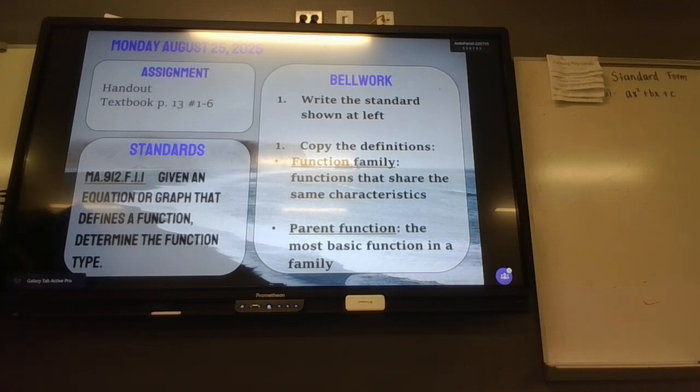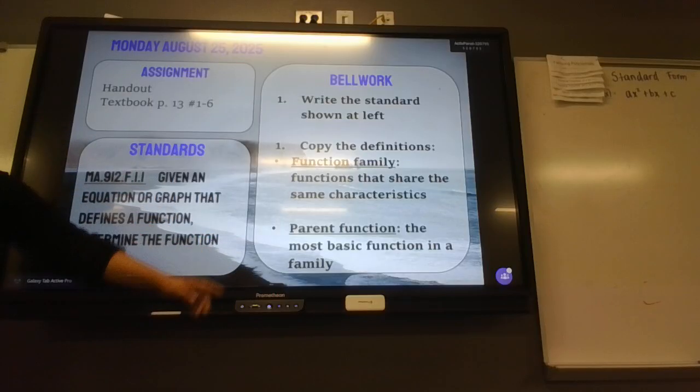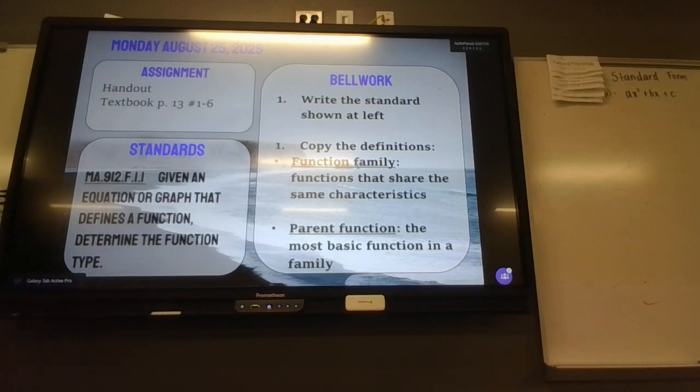That's what we're going to talk about with factoring. Linear functions, that's your rise over run slope. Absolute value. Groups of equations that are similar. We call them families. The parent function is the most basic function in the family.